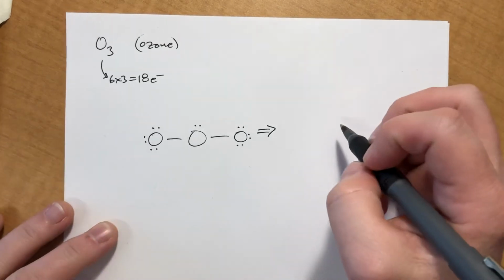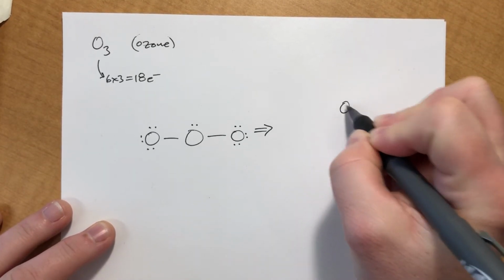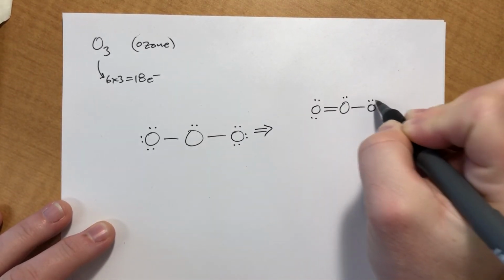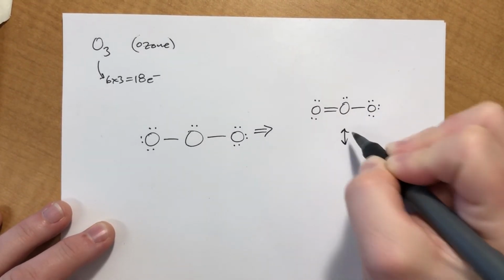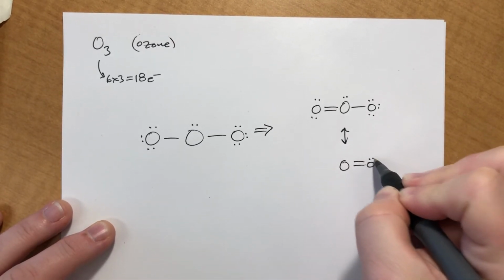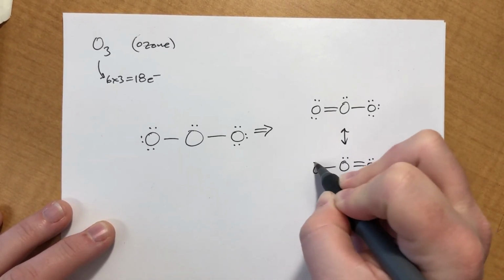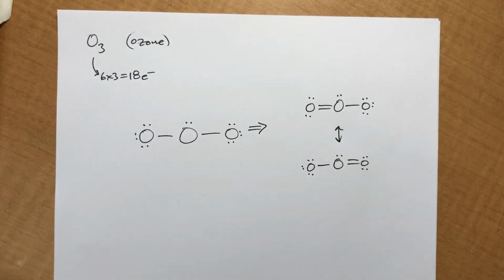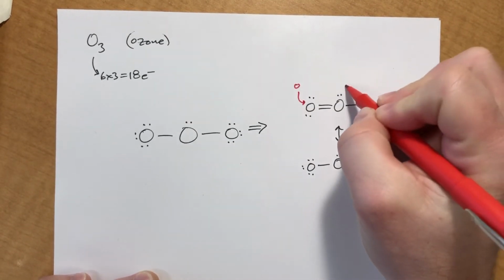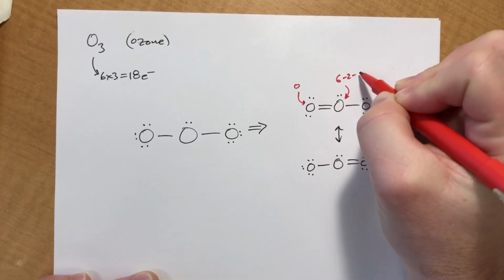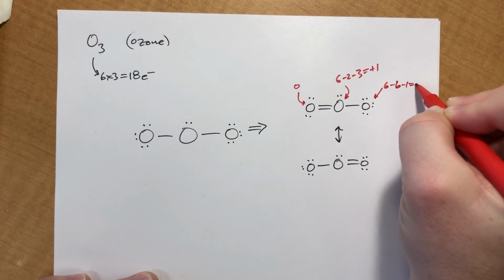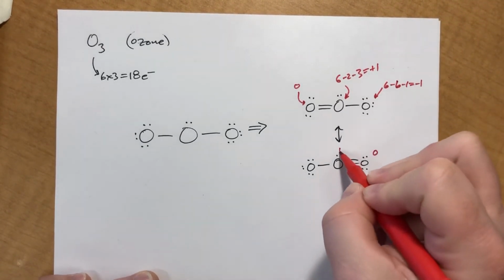Okay, so essentially we're going to have one option where there's a double bond on the left and a single bond on the right. The other resonance structure will have a double bond on the right and the single bond on the left. If we look at formal charges, this is 0. This is 6 minus 2 minus 3 is plus 1. And this is 6 minus 6 minus 1 is negative 1. And the same thing in reverse here.